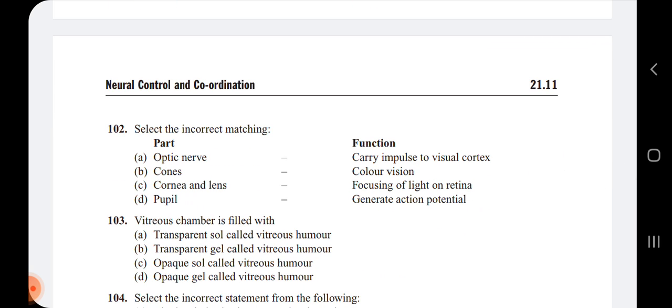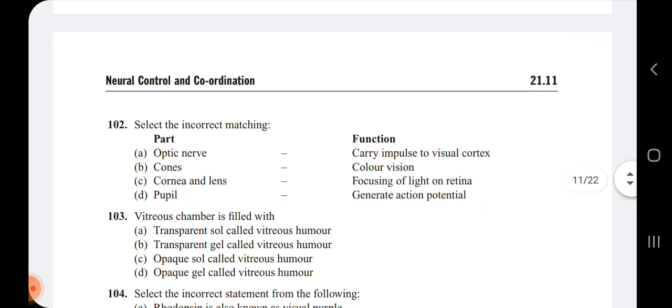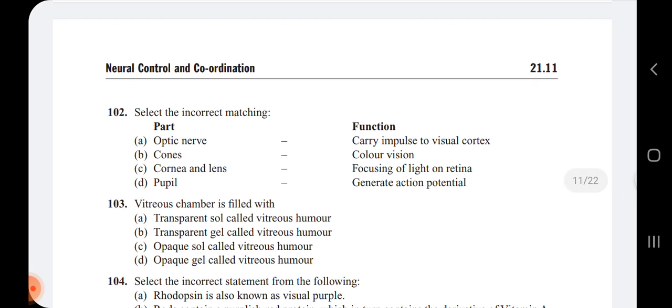102nd, select the incorrect matching. So here they have given the part and their function. In that, we have to check the incorrect one. The optic nerve carries impulses to the visual cortex. So that is the function of the optic nerve only.